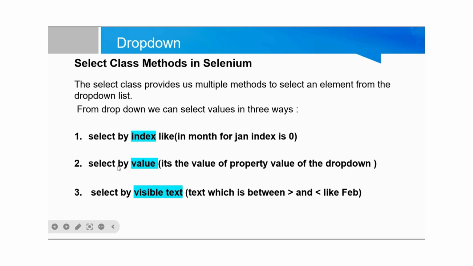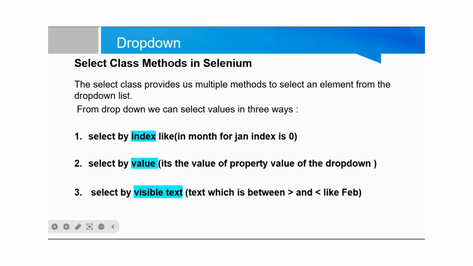So there are 3 methods in Selenium for drop downs: select by index, select by value, and select by visible text. Indices are from 0 to n minus 1, where n is the number of values in that drop down. If you are going to select the value from days, then there will be the values 1 to 31. So n is 31, and the indices will be 0 to 30, that is, 0 to n minus 1.